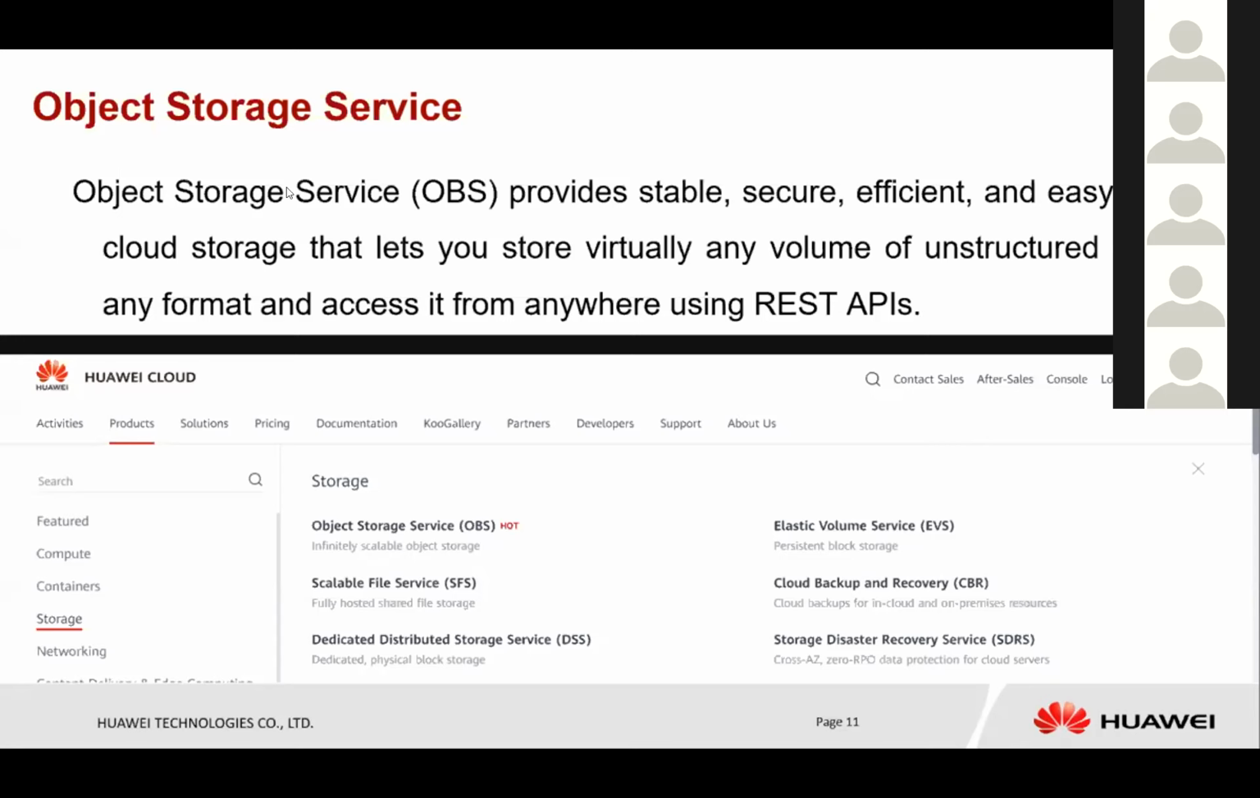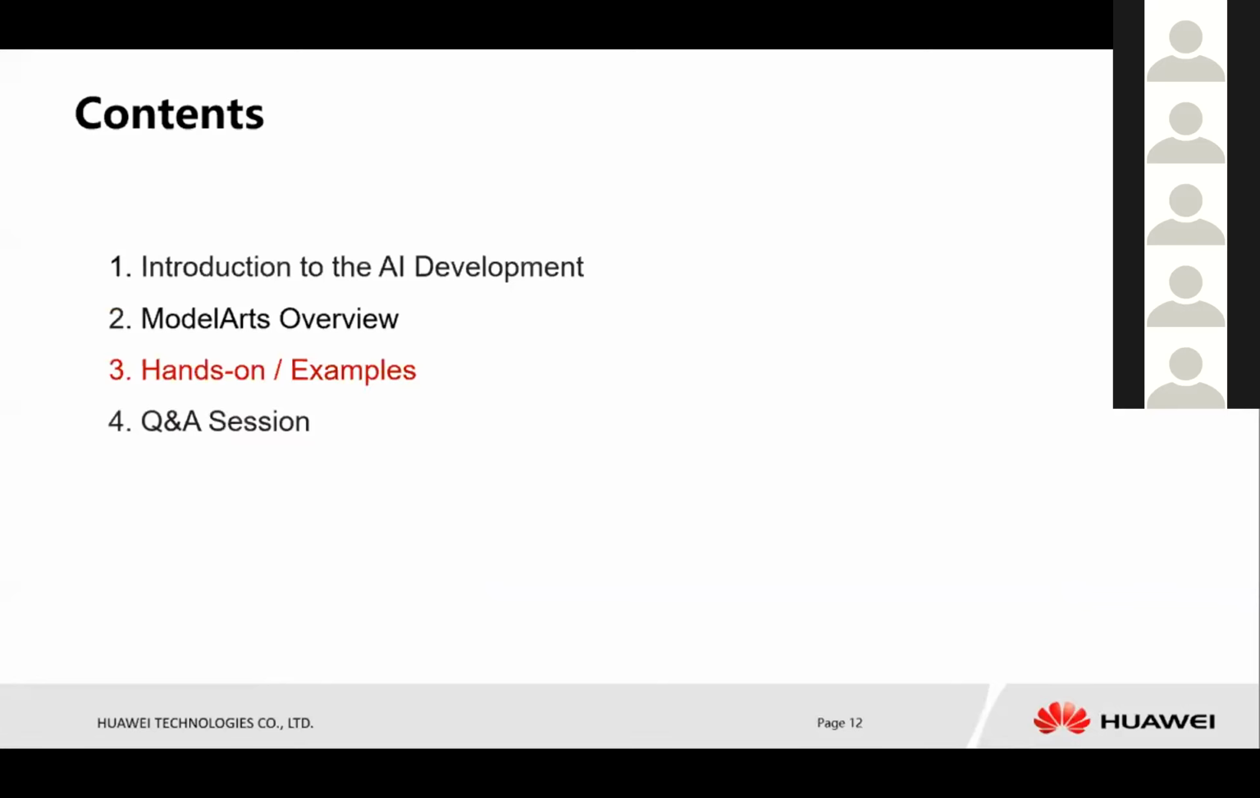Okay, so to access this OBS, you can directly access it through the OBS console, the Huawei Cloud Console, or you can access it using SDK or API with HTTP and HTTPS, or a command line tool, the OBSutil. And we also have a desktop application called OBS Browser+. You can download it onto your Windows and use it. Right. Okay, so now we will come into the hands-on and examples.